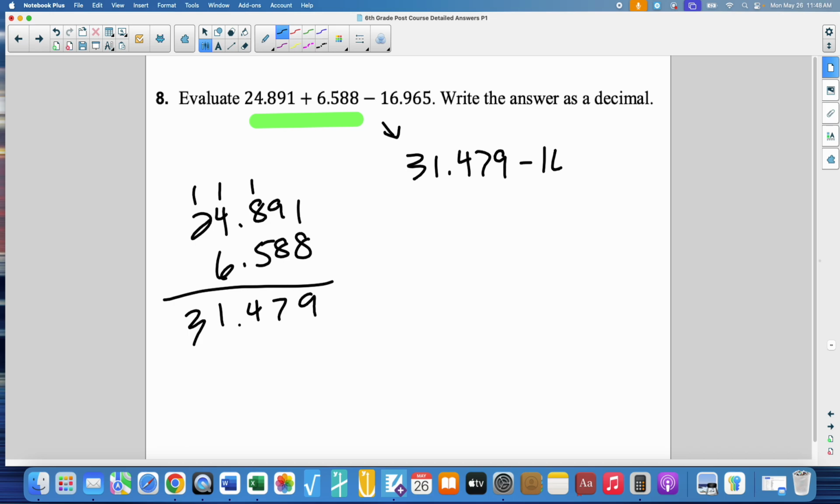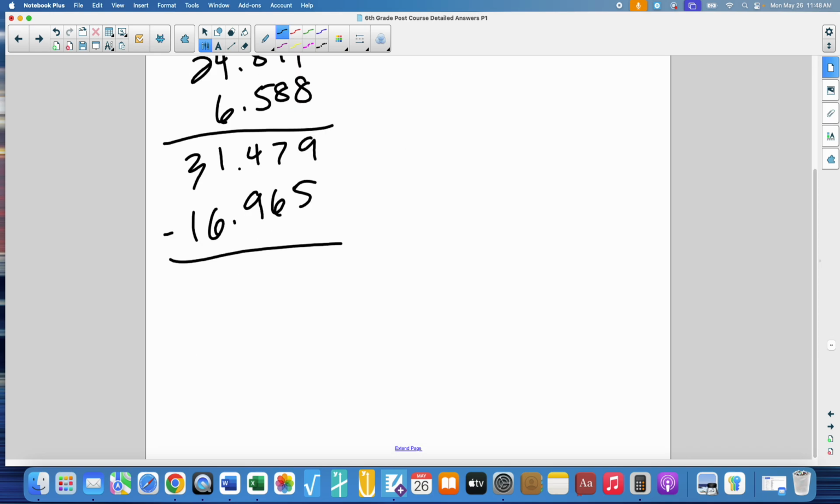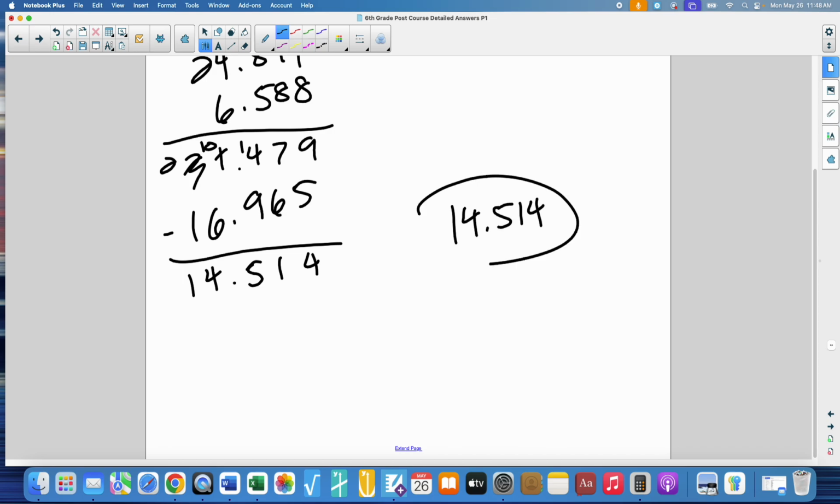So this statement now becomes 31.479 minus 16.965. So we're going to subtract. We're still aligning decimals because we're adding and subtracting. So we're going to subtract those. 5 from 9, 6 from 7. We got to borrow. So 9 from 14 is 5. Decimal point, can't take 6 from 0, so we got to borrow again. 6 from 10 is 4. 1 from 2 is 1. So my final answer is 14.514, my final solution.